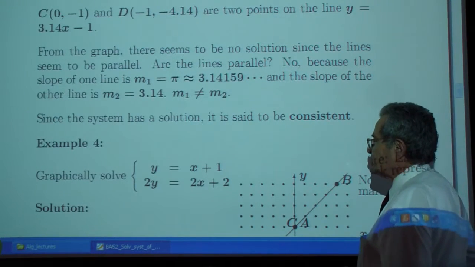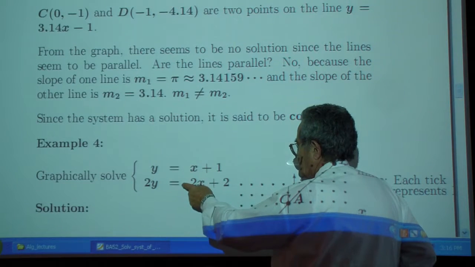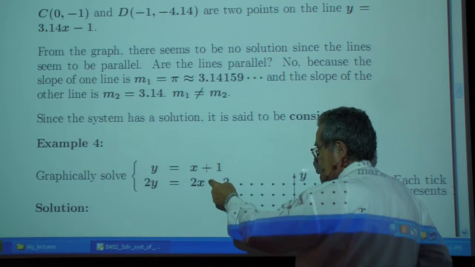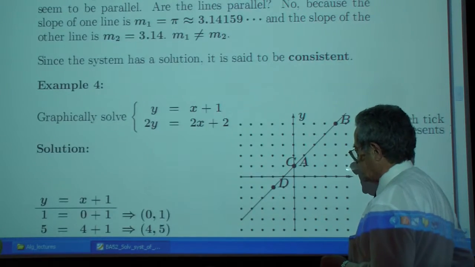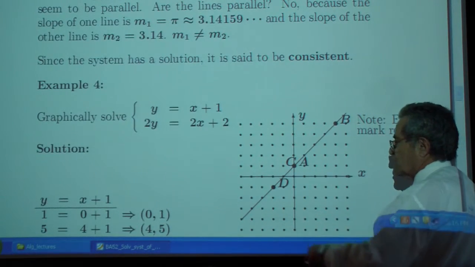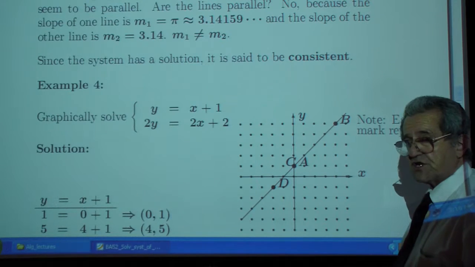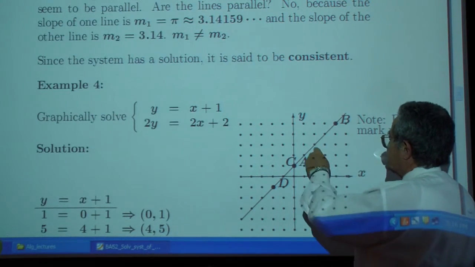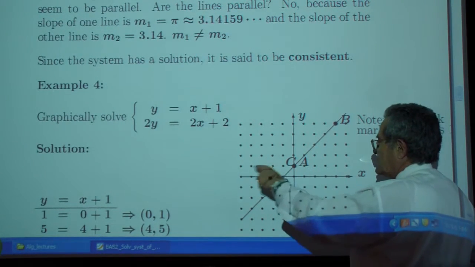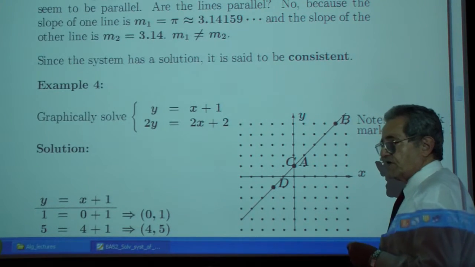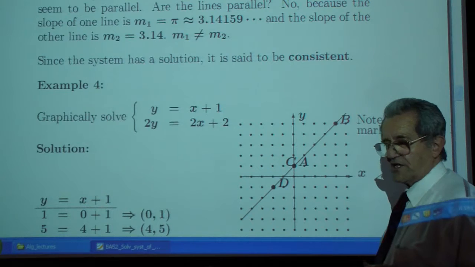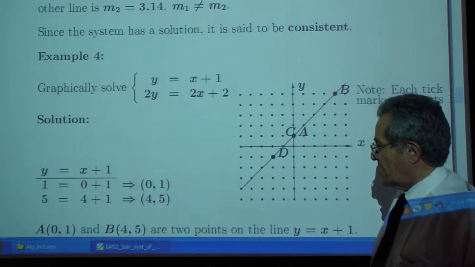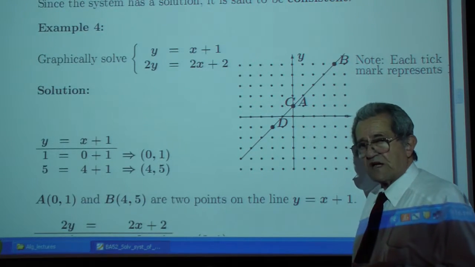How about this one? Well, if you multiply the first one by 2, you get the second one. So the second equation refers to the same line as the first equation. You draw one line, you draw the other line. They are one on top of each other. Any point that is a solution of one equation is also a solution of the other equation. Any point that is on one line is also on the other line, because the other line is the first line. So how many solutions are there?